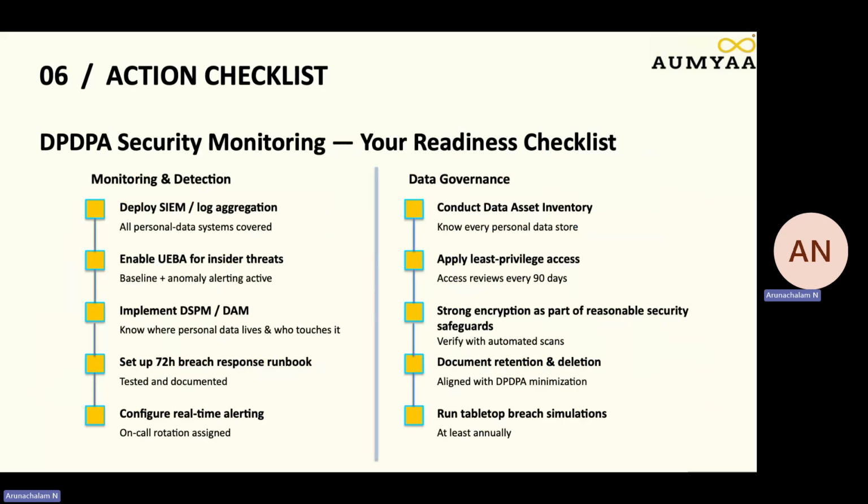On data governance, conduct a full data asset inventory so you know every store of personal data across the organization. Apply least privilege access with access reviews every 90 days, not annually. Quarterly, verify encryption with automated scans. Don't assume it's on everywhere, confirm it. Document your retention and deletion policy aligned with DPDPA's minimization principle, and run tabletop breach simulations at least annually so you practice the 72-hour clock before you're forced to run it for real.